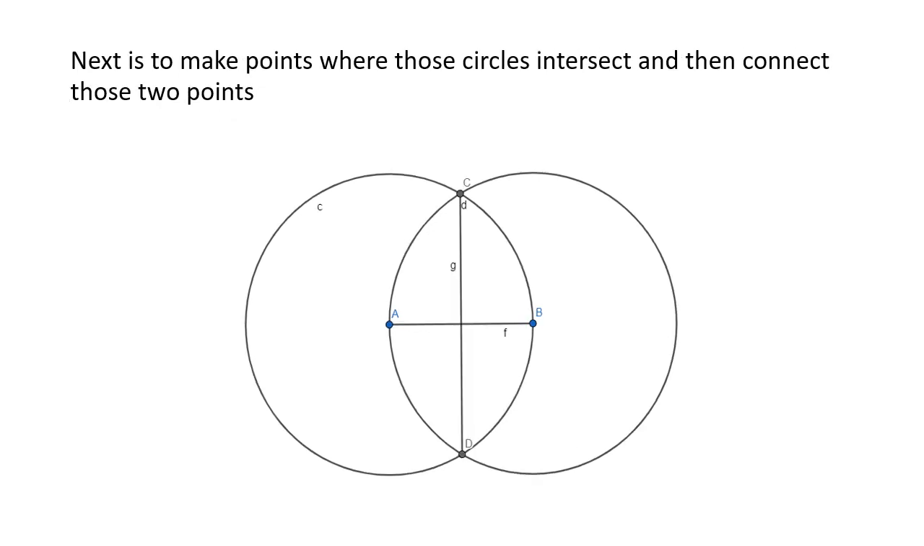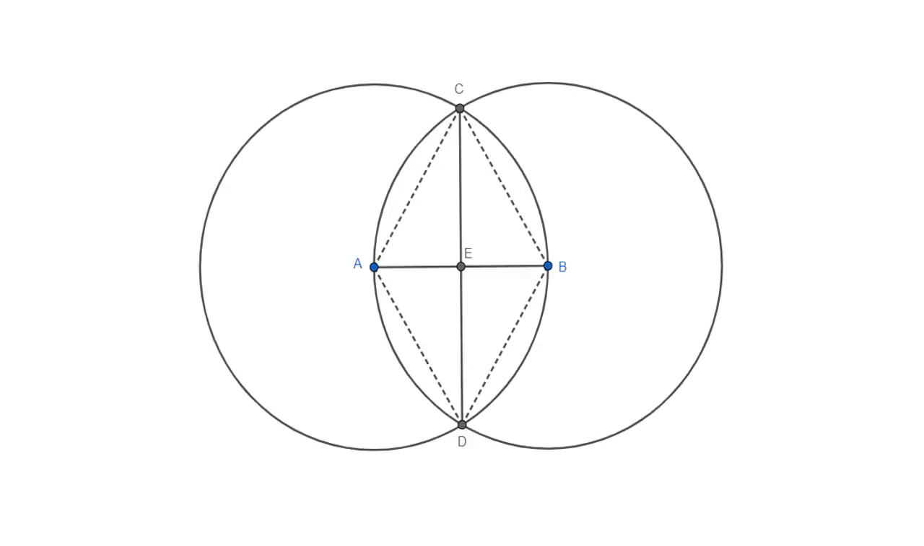Now the next step is to put points where those circles intersect. I've got this point up here, C, and this point down here, D, and I'm going to connect them with a line segment. The only other thing I've done here is put this point E where line segment CD intersects AB. I also put in these little dashed lines so we can see a little more clearly what's going on.